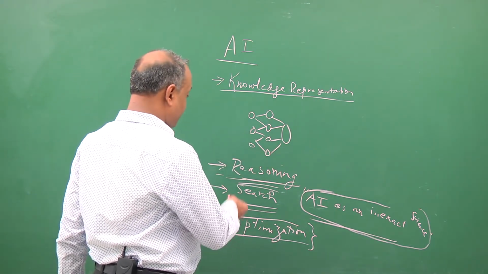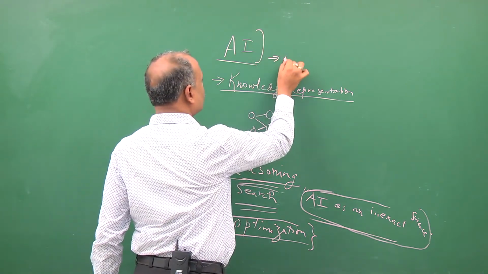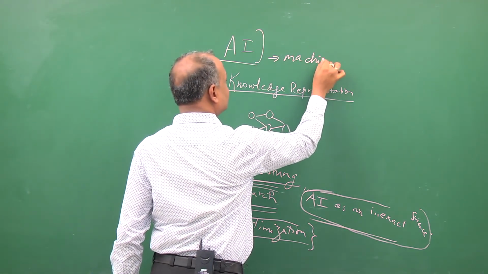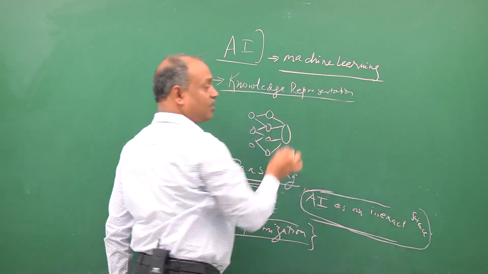The other aspect beyond all of this is what we call a core tenet of intelligence, which embodies multiple concepts, which is called machine learning.